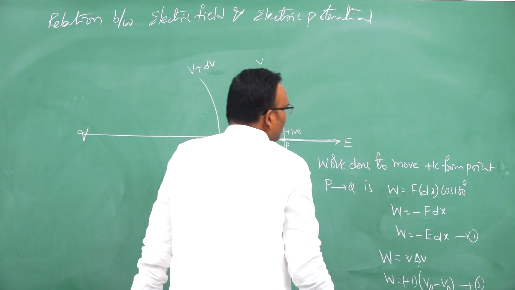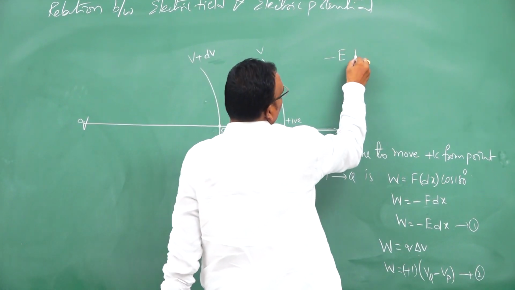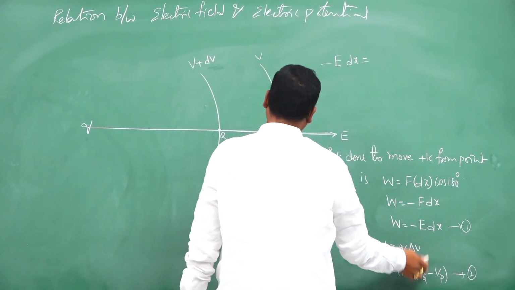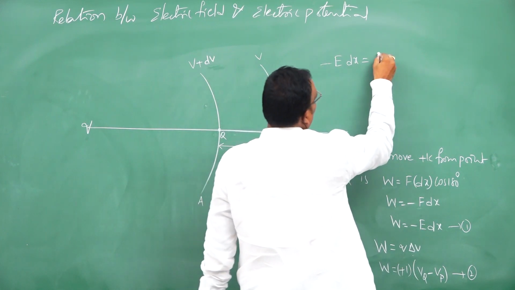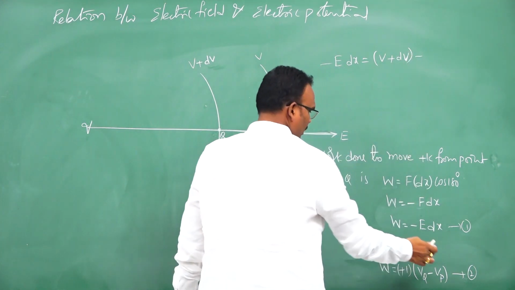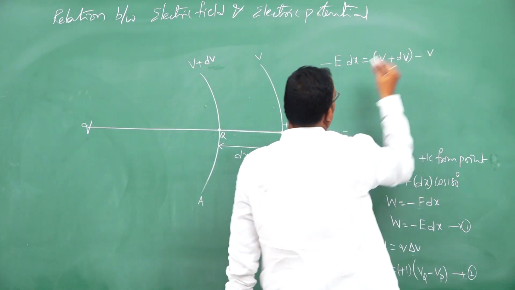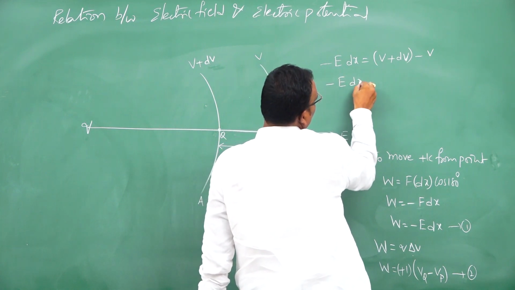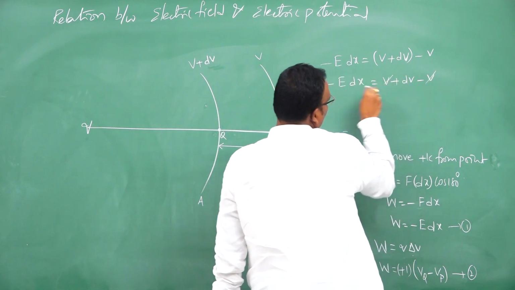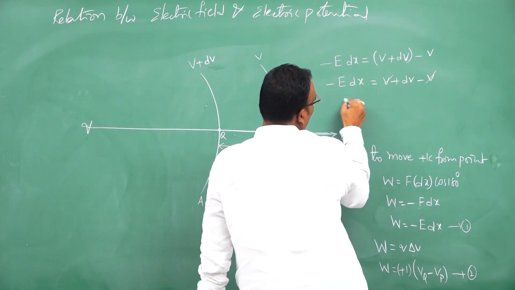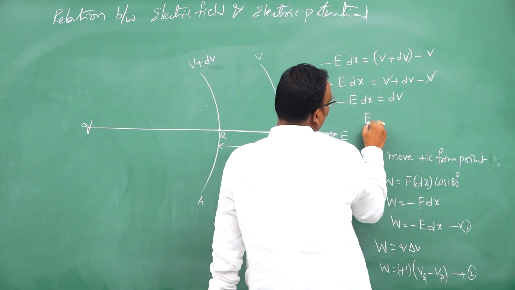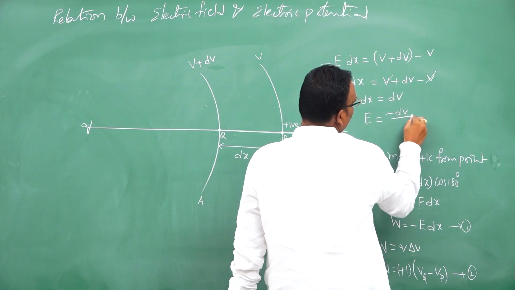If we equate 1 and 2, minus E into dx is equal to unit positive charge times Vq minus Vp. Vq we have taken as V plus dV, minus potential of P, which is V. So, minus E into dx is equal to V plus dV minus V. These two cancel out. Then minus E into dx is equal to dV. Then electric field E can be written as minus dV by dx.